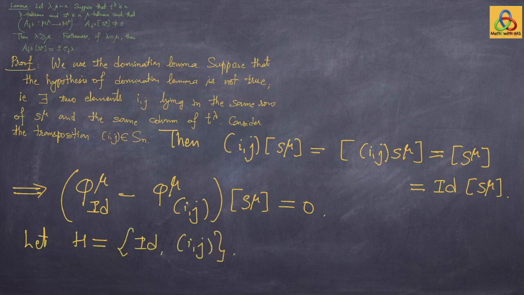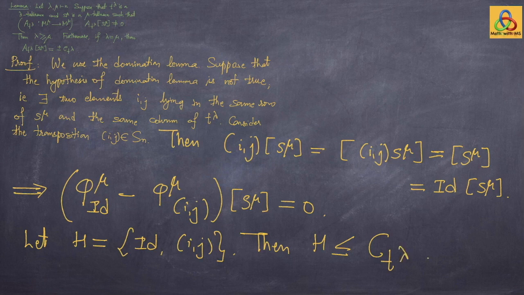Let us take H to be this subgroup consisting of the identity permutation and the transposition Ij. Then H is an order 2 subgroup of the symmetric group. Now since the entries I and j lie in the same column of the lambda tableau T lambda, this subgroup H is in fact a subgroup of the column stabilizer of the lambda tableau T lambda.